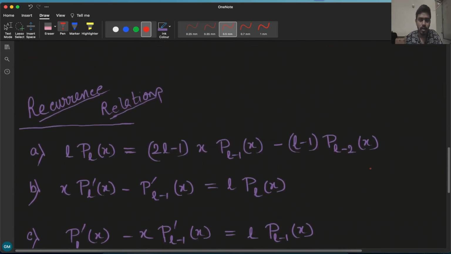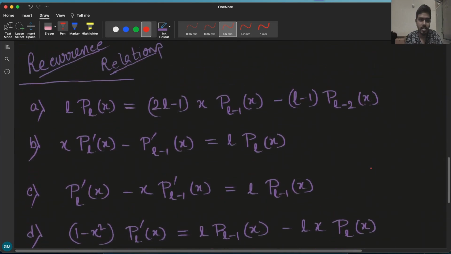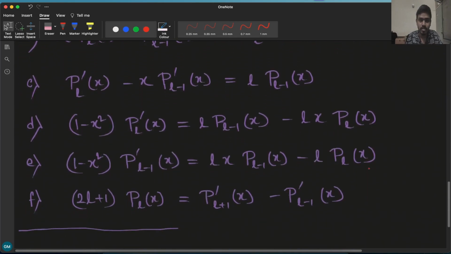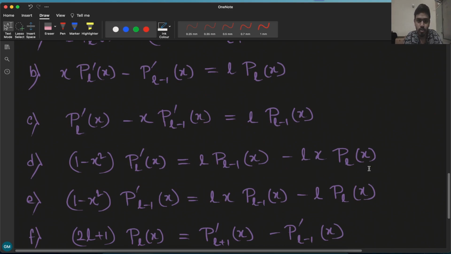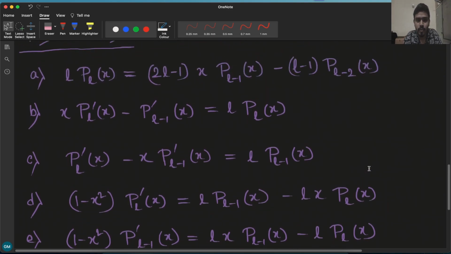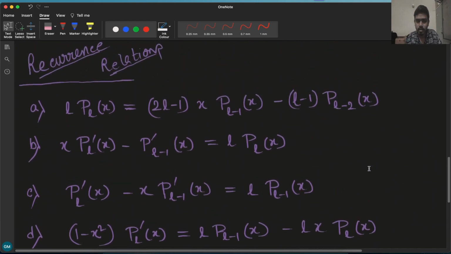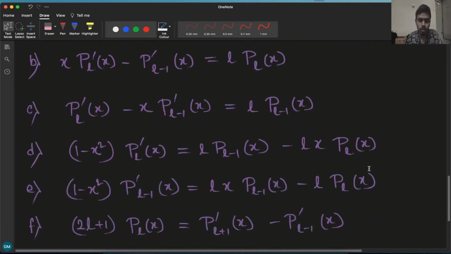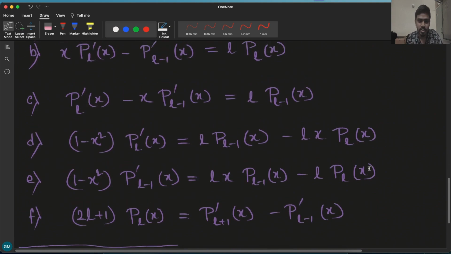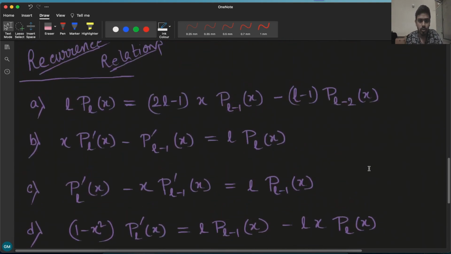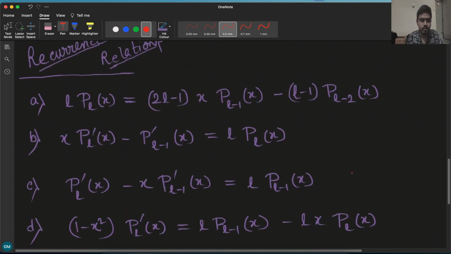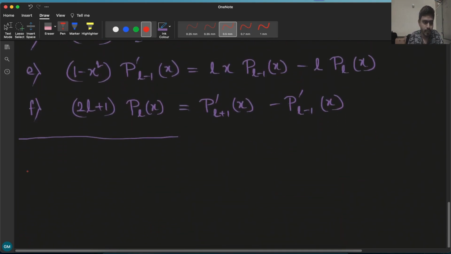Now let's look at the recurrence relations. There are 6 recurrence relations I have noted down, but there can be a lot. I will prove these 6 in today's class, if time permits. So let me start with the first one, recurrence relation A.